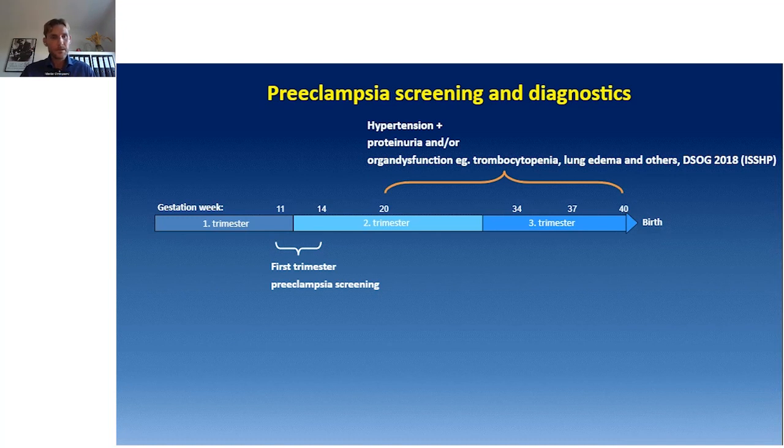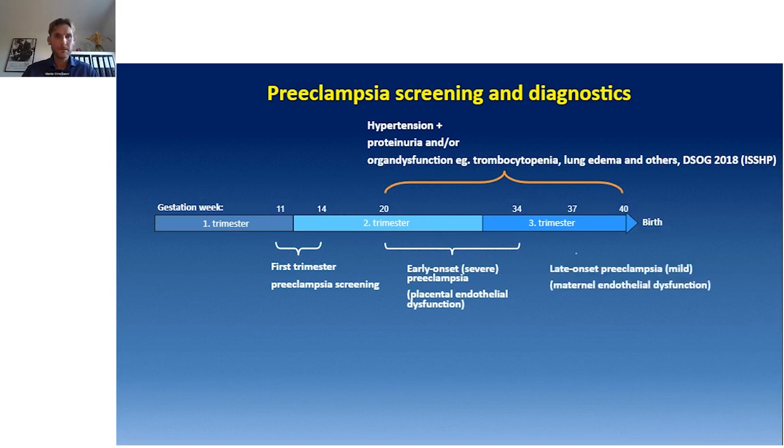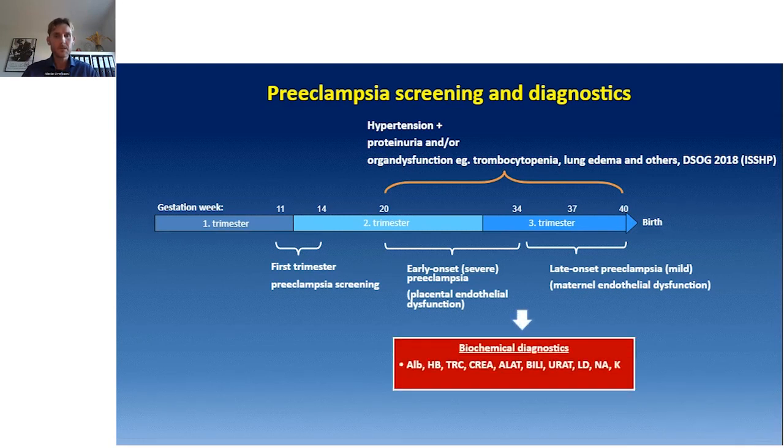Based on the severity of preeclampsia, it's divided into early onset preeclampsia and late onset preeclampsia after 34 weeks of gestation, with the more severe cases in early pregnancy and the more mild cases in late pregnancy. The biochemical workup, or the biochemical diagnostics, include organ markers as well as angiogenic markers, as we will learn more about today, the sFlt-PlGF.